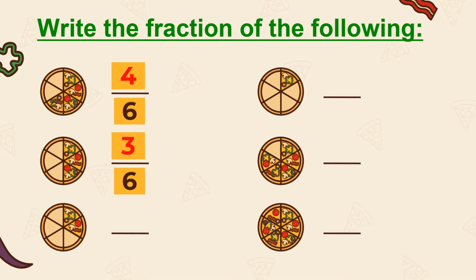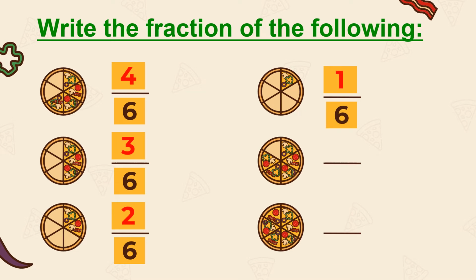Next, total parts here are 1, 2, 3, 4, 5, 6. How many colored parts? 2. So the fraction is 2 over 6. Next, total parts 1, 2, 3, 4, 5, 6. How many colored? 1. So the fraction is 1 over 6.